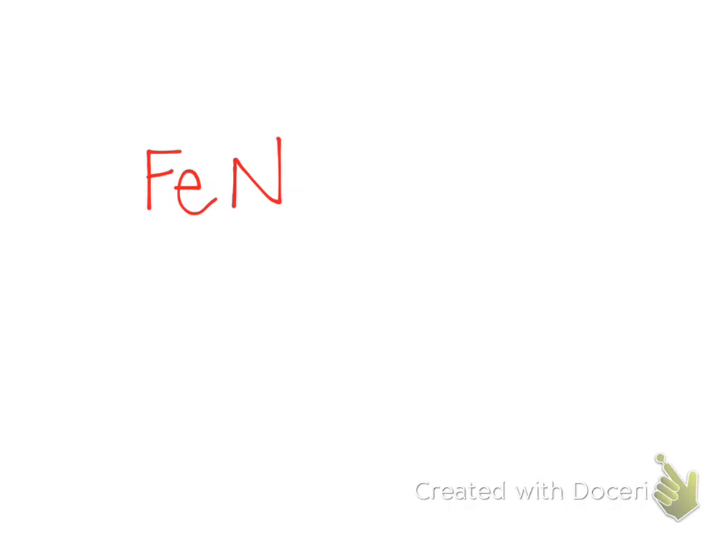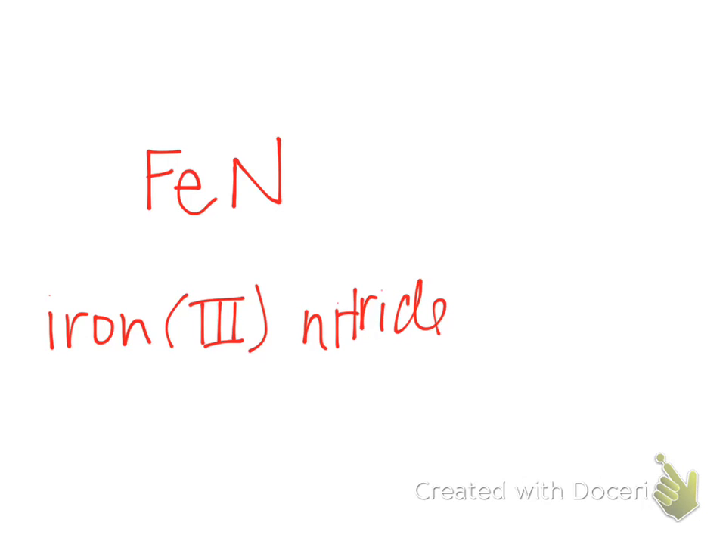Okay, anyone want to volunteer what they got? Yeah, sure, Jake, what do you think? Iron 3 nitride. Raise your hand if you agree. Perfect. Very good. Okay, it's a 1-to-1 ratio. They have to cancel out. Nitride is always at -3, so iron has to be a +3 in this case.